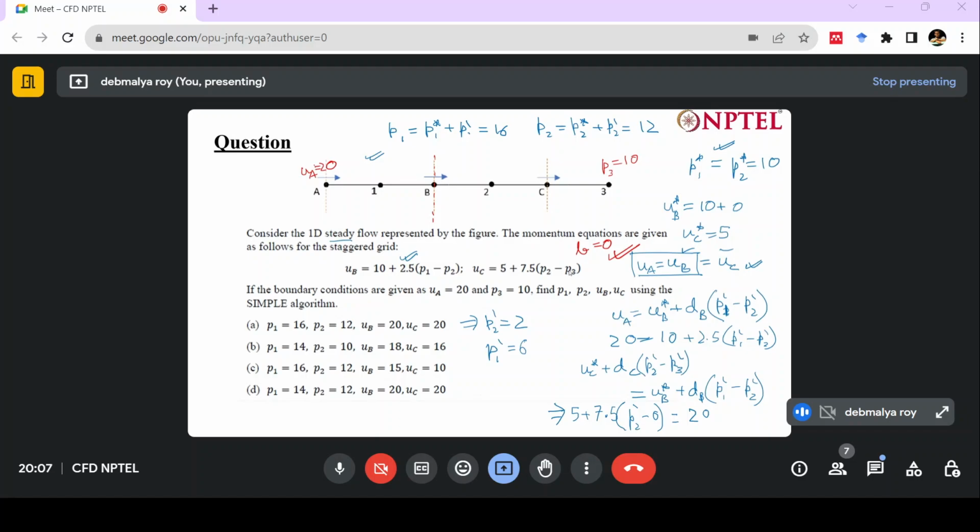So what is the solution? The solution here is P1 is 16, P2 is 12, and UB and UC are equal to UA, which is 20. So UB and UC are 20, P1 is 16, P2 is 12. So this first option is the correct one.